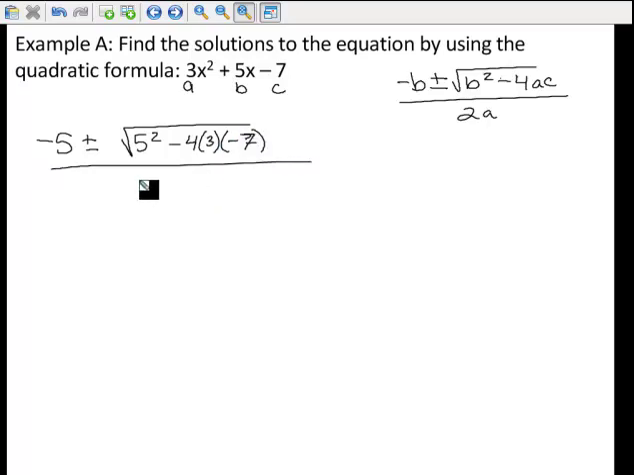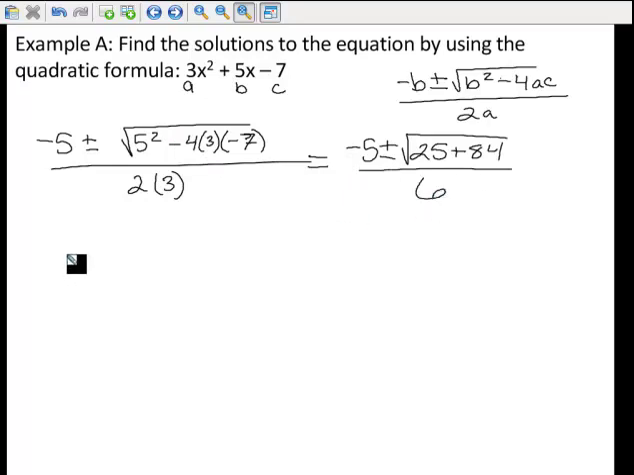All over the quantity 2 times 3, which equals negative 5 plus or minus the square root of 25 plus 84. 4 times 3 times 7 is 84. Two negatives get us a positive, all over 6. Now, there's a couple different ways we can do this. We can say this is negative 5 over 6 plus or minus the square root of 109 over 6. You can leave it as a square root, or you can figure out what your decimals are there.